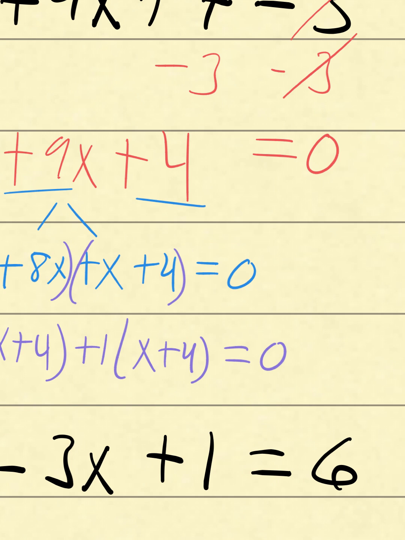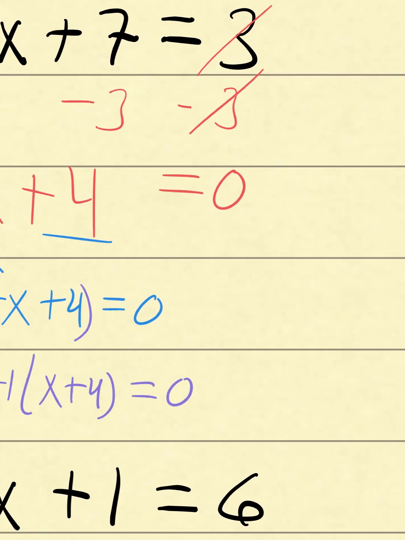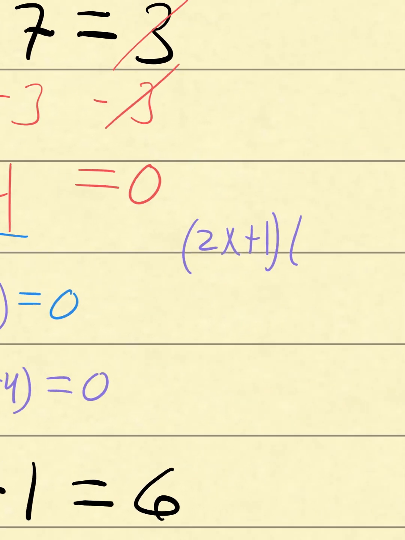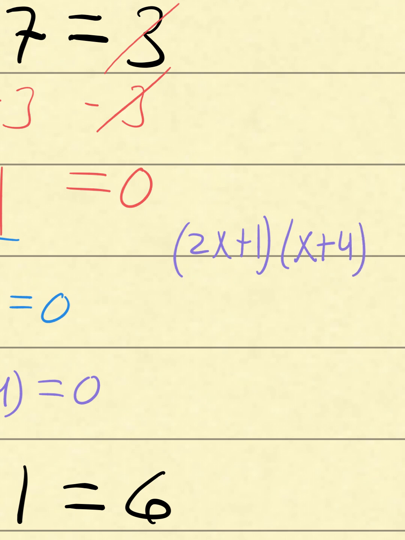We're following so far? So now we want to finish factoring this. We want to get 2x plus 1, right? Those are the GCFs that we just took out, times x plus 4 equals 0. And then from here, we set each factor equal to 0. So we get 2x plus 1 equals 0, x plus 4 equals 0. And then you solve each of these.